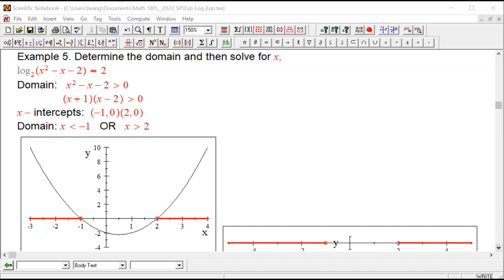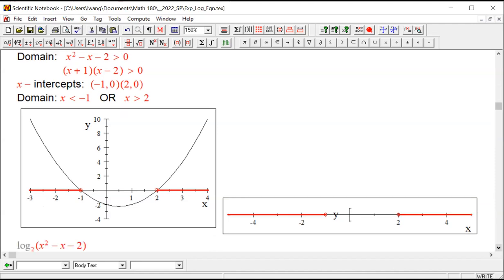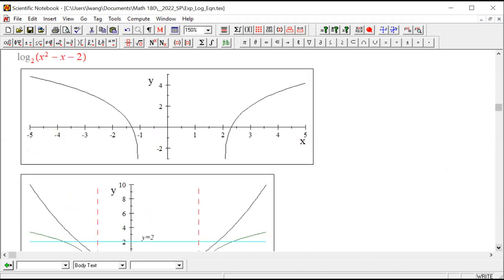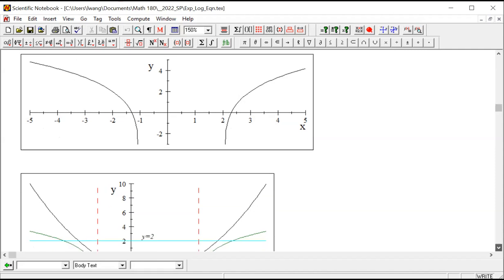But just out of curiosity, how does this graph look like? So let's take a look. This is how the graph looks like: log base 2 of x squared minus x minus 2. You can see the graph is right here in the domain, and in the middle, if you put all two graphs together.